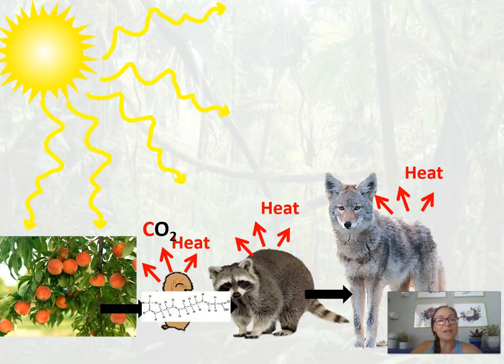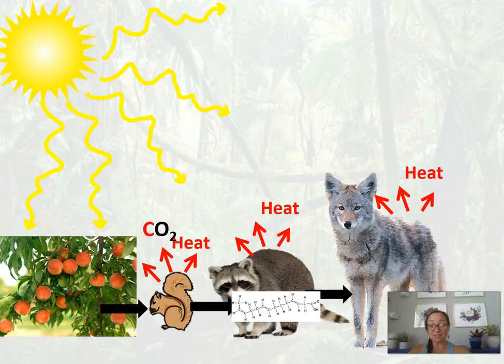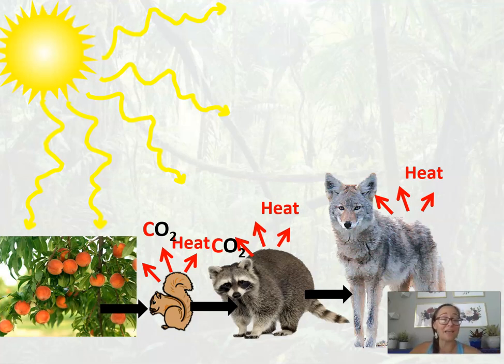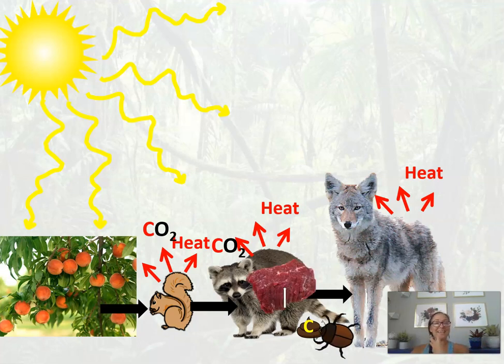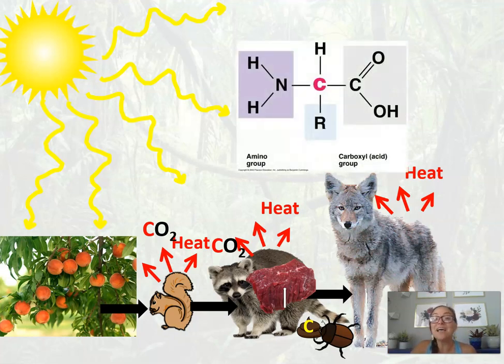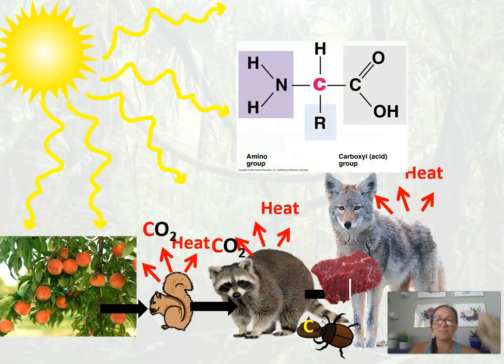Or maybe it got stored as fat, and now it's part of a fatty acid chain in the adipose tissue of the squirrel. So when the raccoon eats the squirrel, that carbon is now in the raccoon. And maybe the raccoon breaks down that fat as energy, and maybe that carbon's back in the atmosphere. Or maybe it came out in its poop, right? And now a dung beetle is going to eat that, and the carbon's in the dung beetle's body. Or maybe that carbon was rearranged and used to build amino acids, and now it's in the muscle tissue of the raccoon. So when the coyote eats that raccoon, now the carbon is in the coyote.